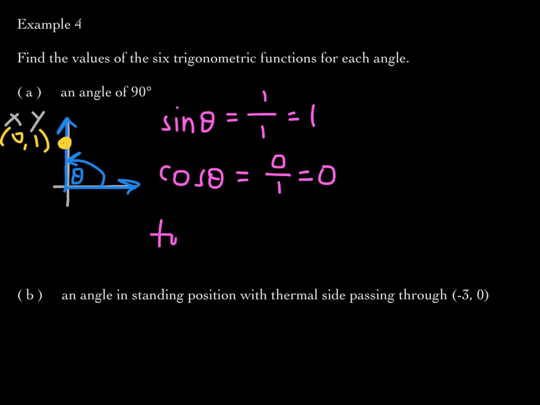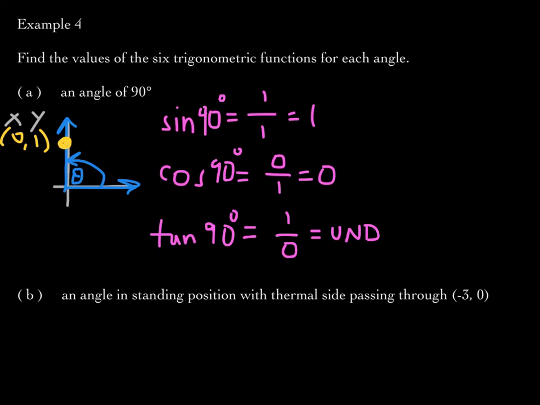Tangent of theta, actually, you know what, I don't like what I've just done. I've used theta. Let's say exactly what theta is here. Let's not keep it vague. Our angle that we're talking about is 90 degrees. Sine of 90 degrees is 1. That's better. Cosine of 90 degrees is 0. Tangent of 90 degrees, remember tangent is y over x, so it will be 1 over 0. Uh-oh, this one will be undefined because you cannot divide by 0.